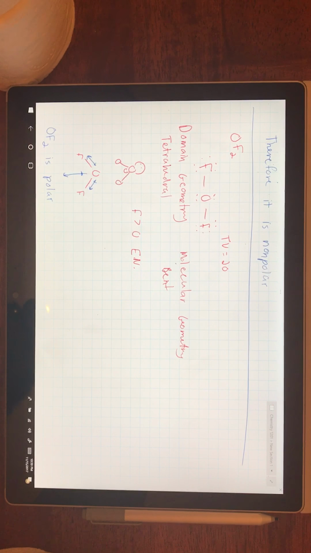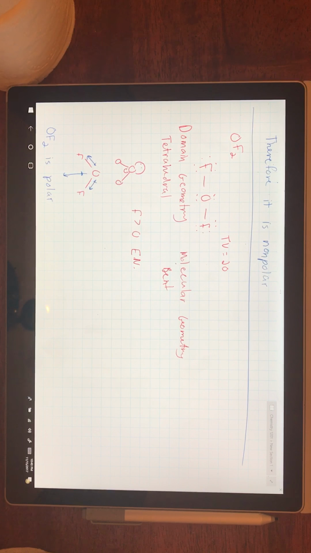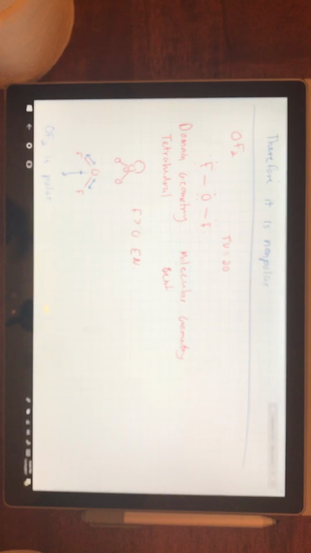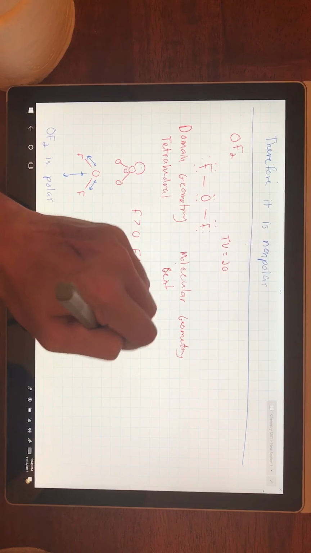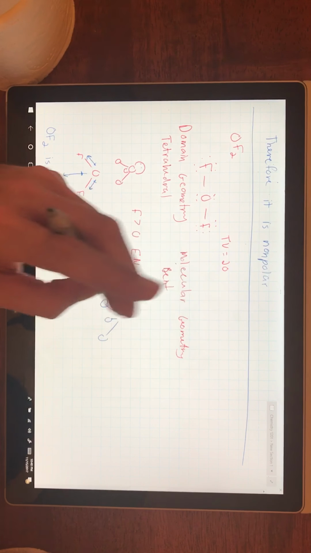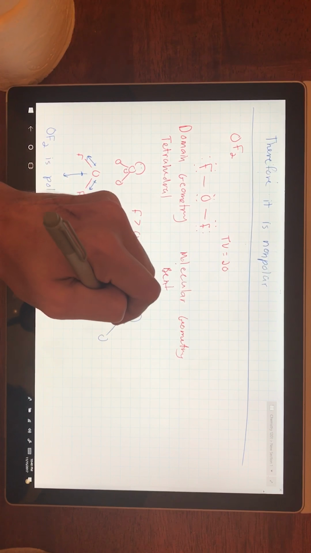Next, for the OF2, you have a total valence of 20, and the Lewis structure comes out to this. The domain geometry is tetrahedral, but the molecular geometry is bent. This is because when you draw the domain geometry, it has 4 domains, so it would be 1 on top and then 3 on the bottom. But when you replace 2 of these with non-bonding pairs, it becomes bent.